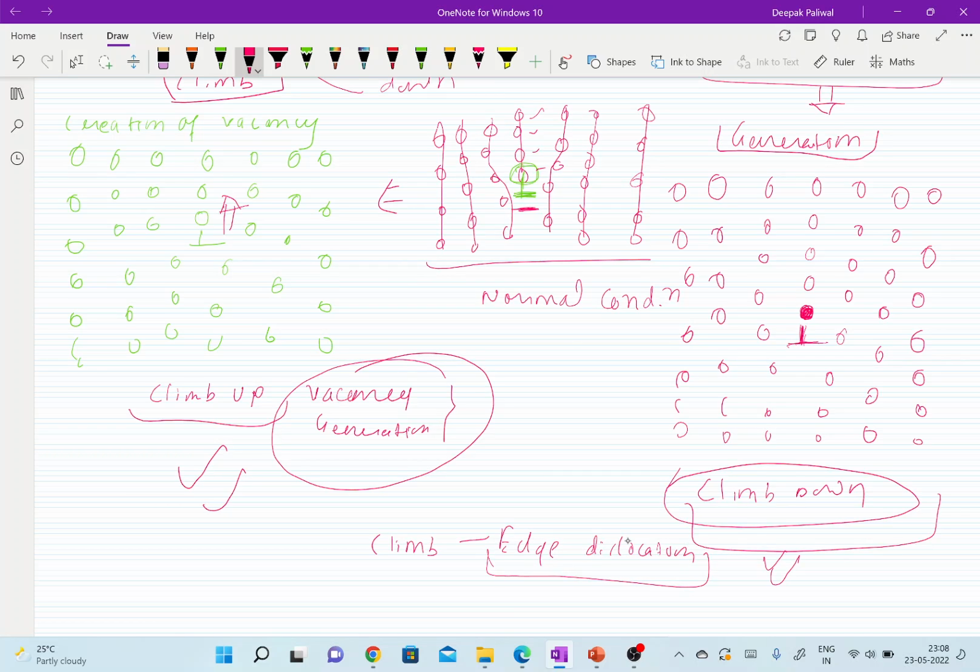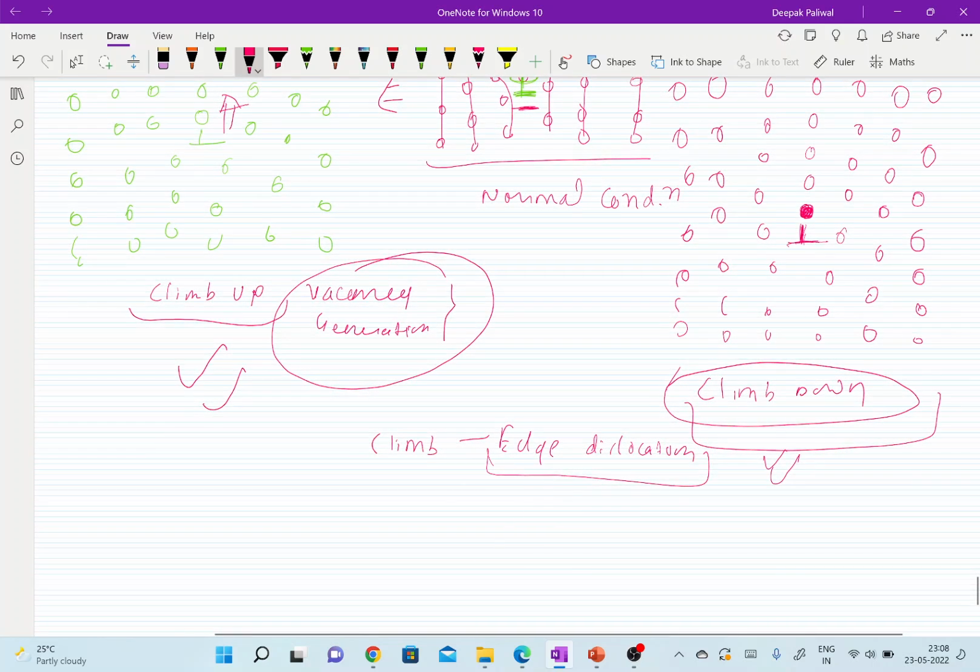And when does it happen? It requires a large amount of energy, and this happens when suppose there is an edge dislocation, and in front of the edge dislocation there is some obstacle, so the edge dislocation cannot cross slip. So what it will do, it will just do climb motion, and this climb motion requires a large amount of energy.